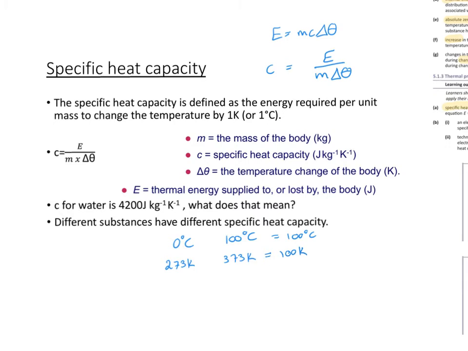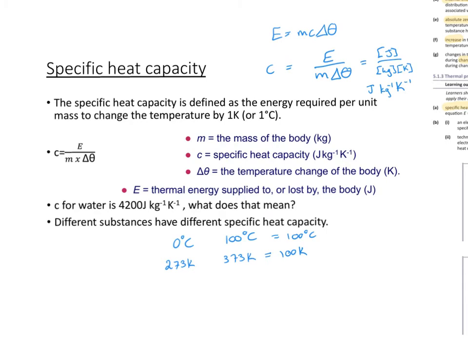We said m stands for the mass of the body, always given in kilograms, always put in the equation as kilograms. Specific heat capacity is joules per kilogram per Kelvin, and you can figure that out from the equation because you have the units of energy, which are joules, and then that's divided by kilograms for mass and Kelvin for the temperature. So joules, kg minus 1, K minus 1.